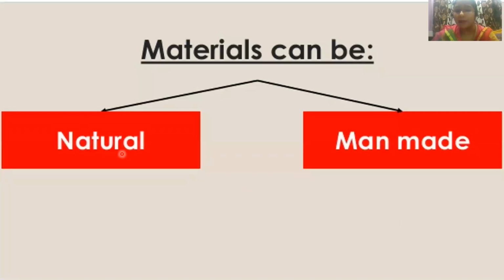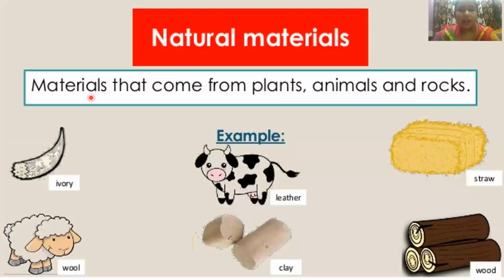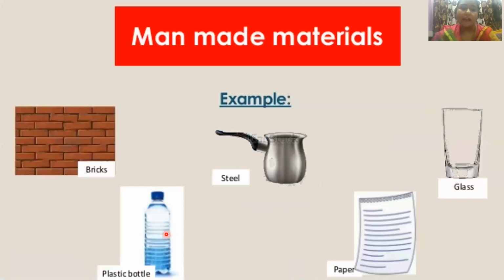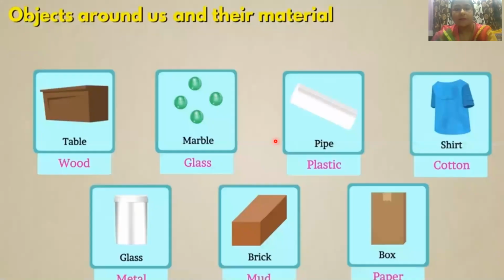Now, materials can be natural or man-made. These are the examples of natural materials: materials that come from plants, animals and rocks. Examples are ivory, leather, straw, wood, clay, wool. Now man-made materials: bricks, steel, glass, paper, plastic bottle. These all are examples of man-made materials.